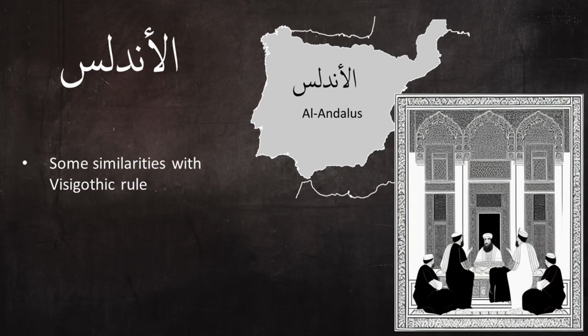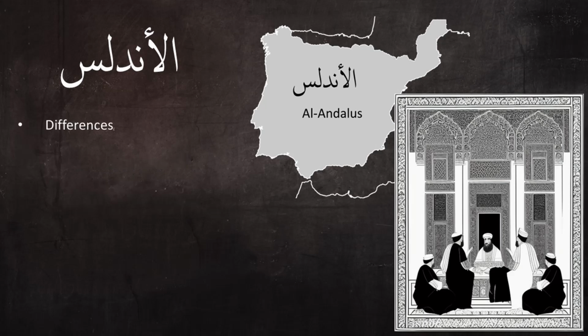In the beginning, Muslim rule shared some similarities with Visigothic rule. The Muslims took the role of a ruling class that didn't seek to kill or drive out the local population, but aimed to govern them. However, their rule was also marked by distinct differences.